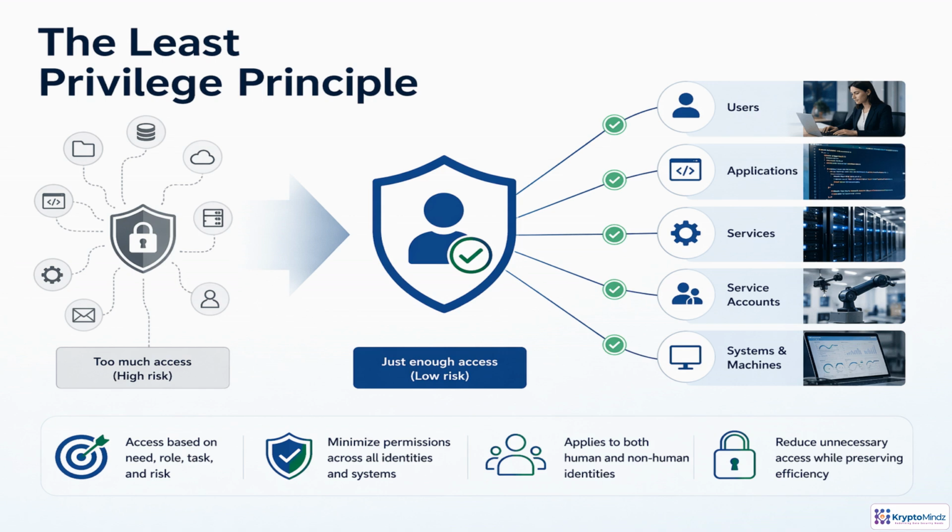Least privilege is a simple security habit. Give every identity only the access it truly needs, for only as long as it needs it. That includes people, applications, services, service accounts, and machines. Access should match the business task, the role, and the risk. By removing extra permissions, we limit the impact of mistakes and attacks without blocking legitimate work.